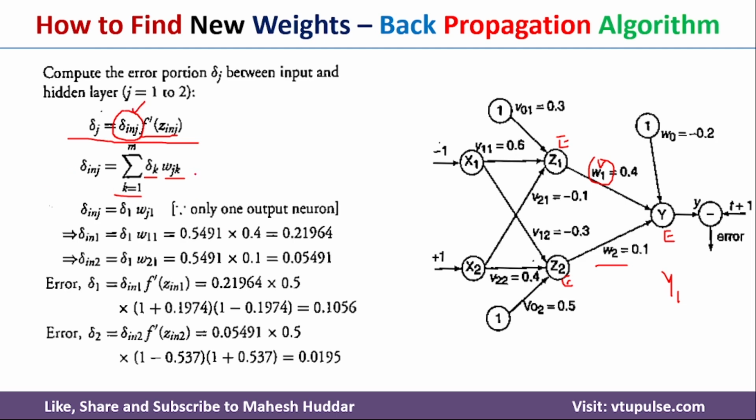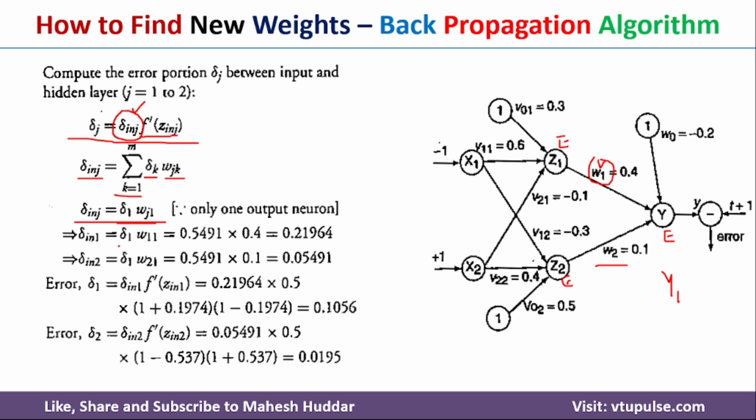Because we have only one output layer neuron, this term, delta in j, is equivalent to delta 1. This will become delta 1 wj1 over here. As I said earlier, we have only one output layer neuron, so this summation term will be replaced with one term. Now we will calculate delta in 1 and delta in 2, because this is delta in 1 and this is delta in 2 over here.